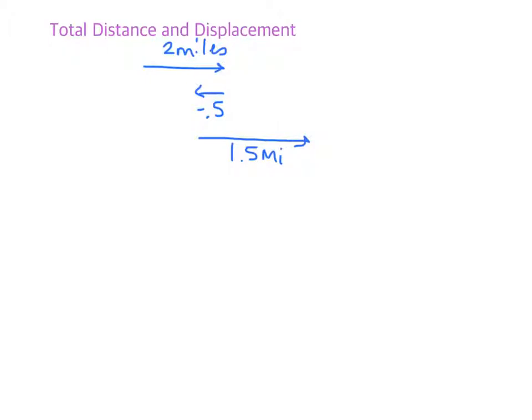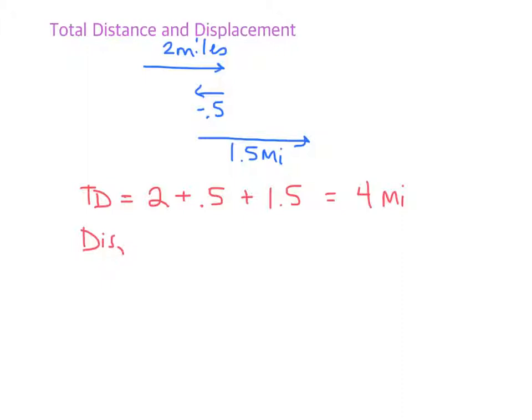All right. Well, there's two different concepts here. There's the idea of total distance and the idea of displacement. Total distance takes into account every single mile that this person walked. So for total distance, I'm going to say that this person walked 2 miles forward, half a mile back. It doesn't matter that it was going in the backwards direction, still walked that, and then went ahead and walked another 1.5 miles forward. So ends up with 4 miles.